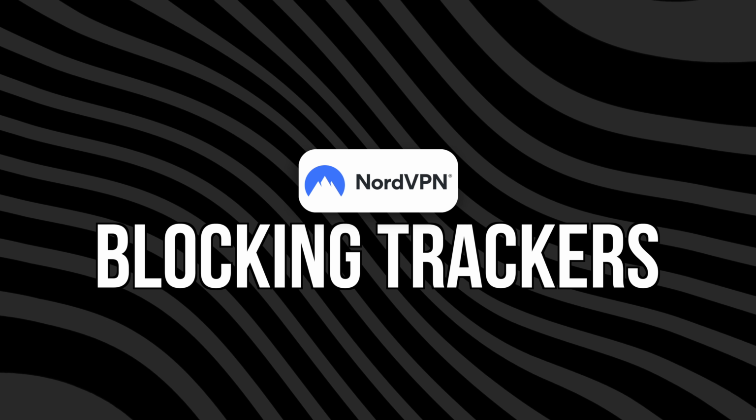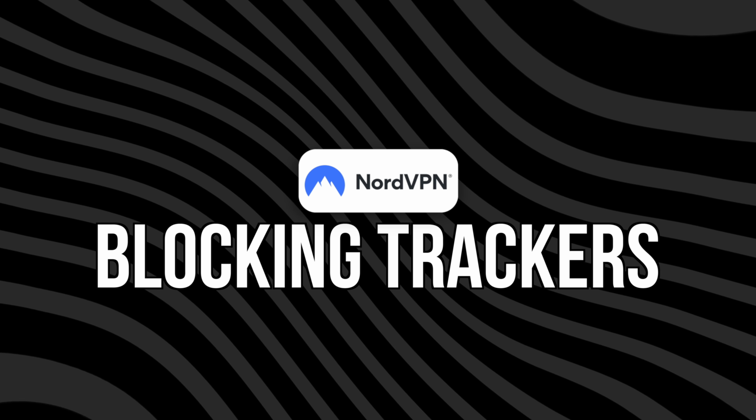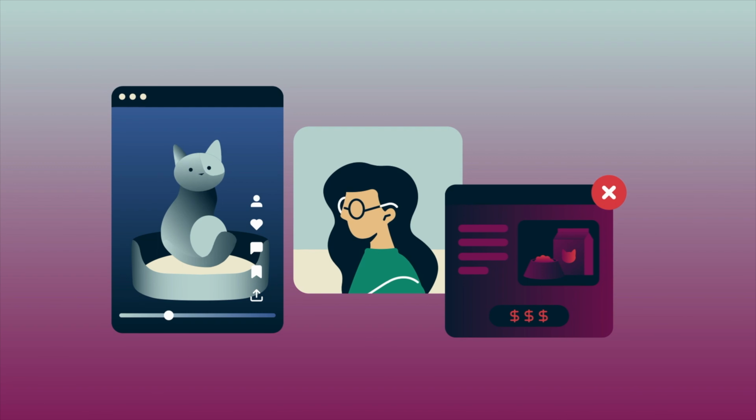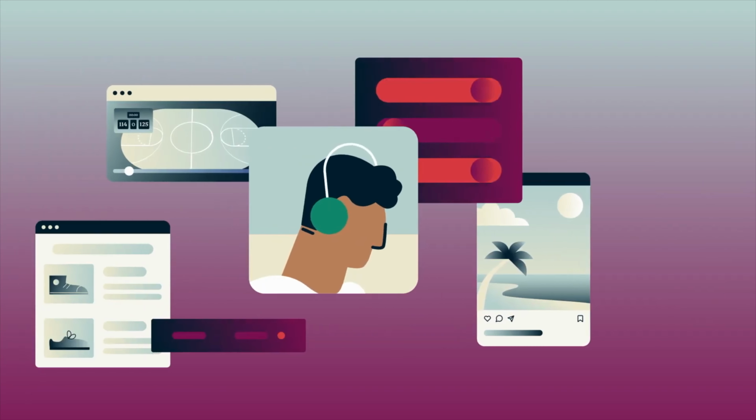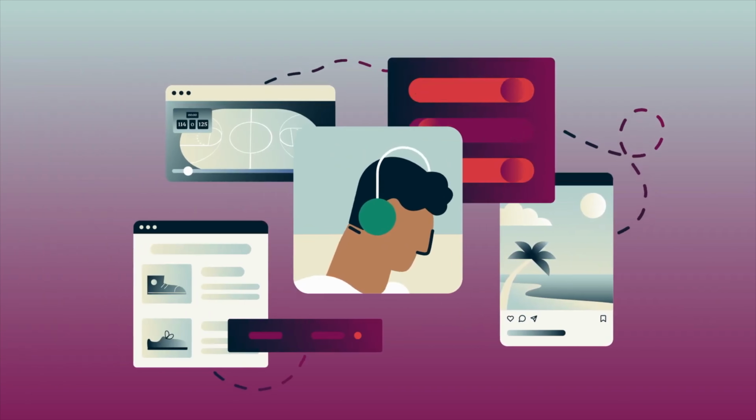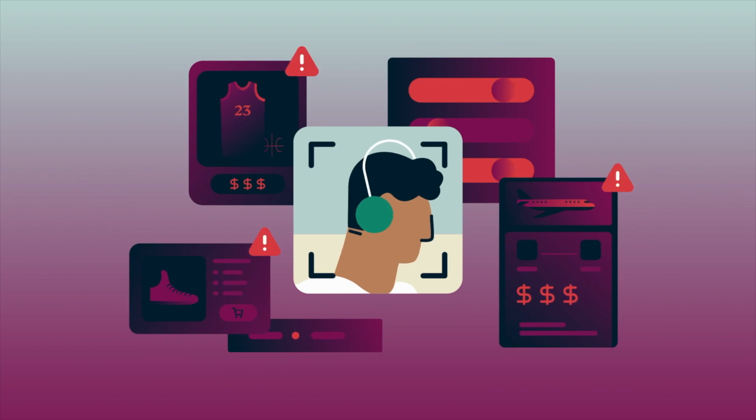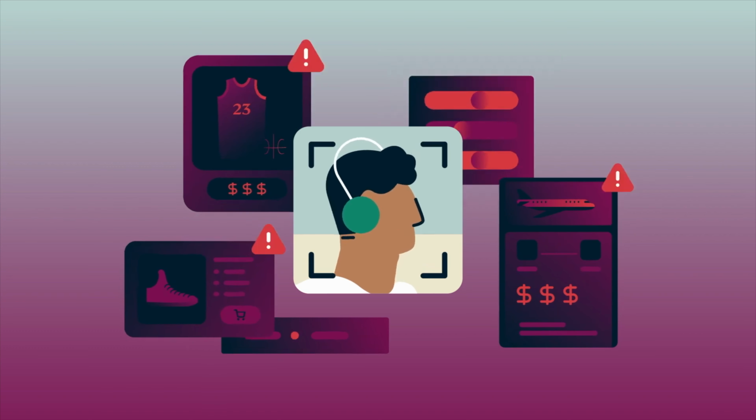Blocking trackers. The other major part of this feature is blocking trackers. You've probably noticed how ads seem to follow you around online. You look at one product on a shopping site and suddenly it's in every ad on every website you visit. That happens because trackers are collecting data about your browsing and sharing it with advertisers. Threat Protection Pro stops those trackers before they can collect anything.